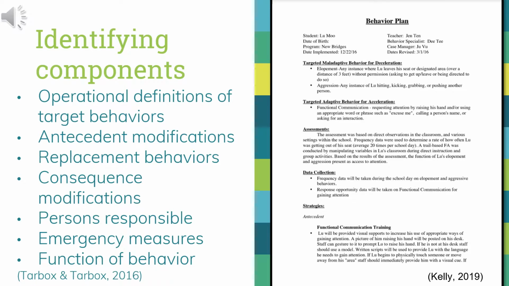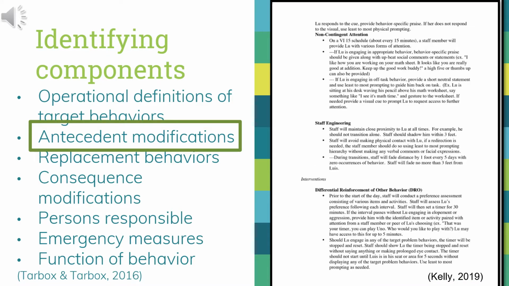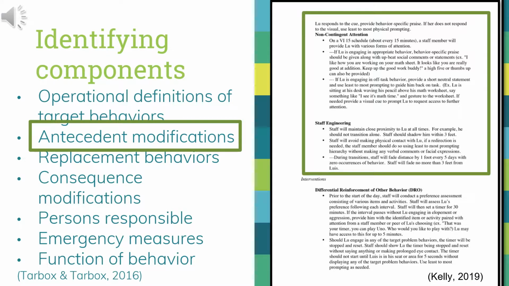Now that we've covered target behaviors, we will next move on to antecedent modifications. Again, these are modifications that you can make to stimuli in the student's environment to reduce the likelihood that they will engage in the problem behavior. This is listed under strategies and specifically listed under antecedent, and it continues here onto the second page. Now we'll go more in depth on this.